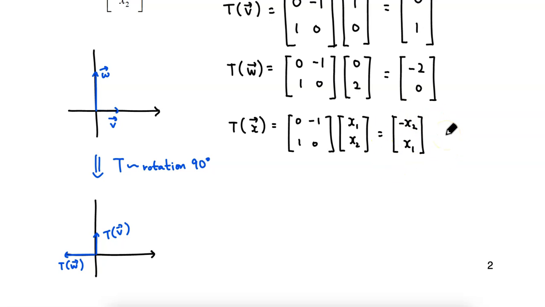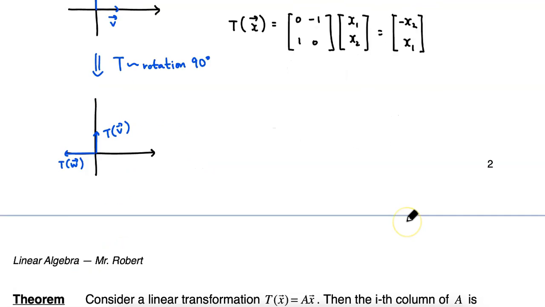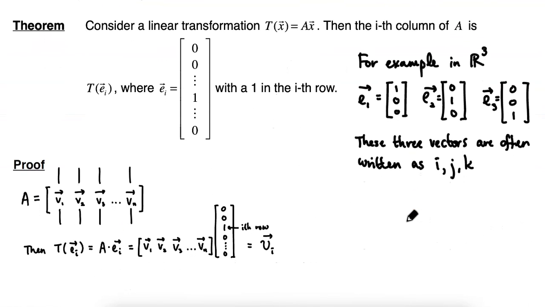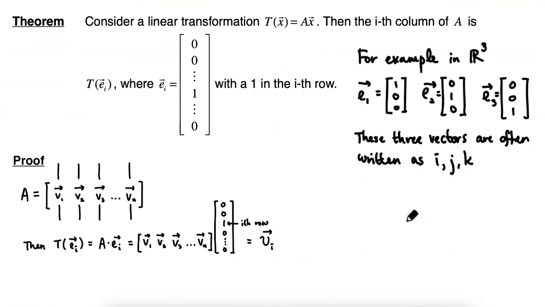And that is a rotation by 90 degrees clockwise. Whatever vector you input in this linear transformation, the output is that vector rotated 90 degrees clockwise. We will see a lot more about that in the next section.